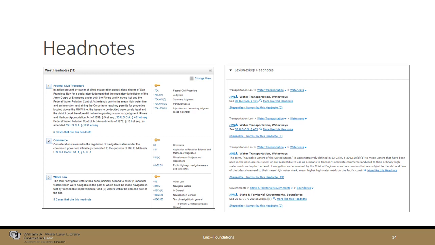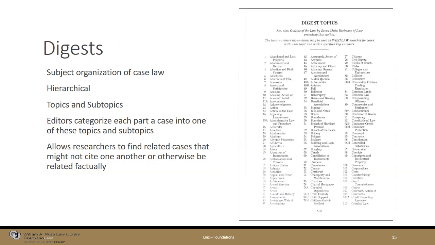Those headnotes really are part of a larger hierarchy of American case law, and that hierarchy is called the digest. This is best illustrated using the West Digest system, which is very old. It dates back to the 1880s, and it's very comprehensive. What West did is they created a subject organization of American case law. So you see on the right-hand side of the slide all of the topics in which case law is categorized. There are over 400 of these topics, and they range from abandoned and lost property through negligence and bankruptcy, the whole range of American case law.